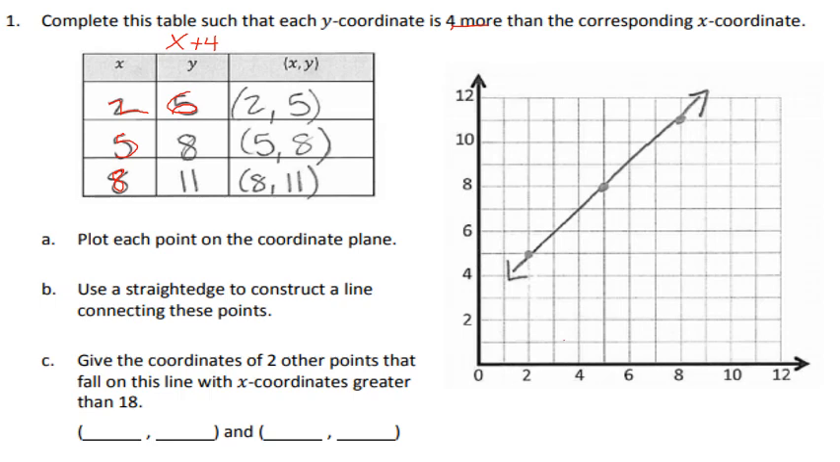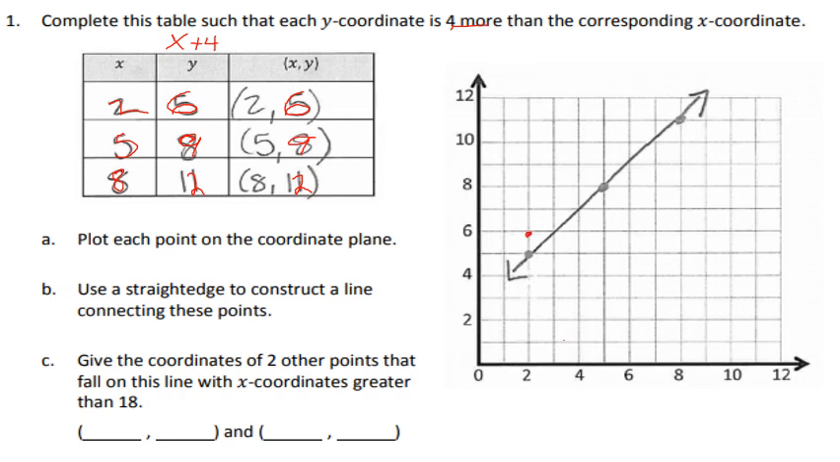So 2 plus 4 should have gave them 6 here, making this 2, 6. And on the next one, 4 plus 5 should have gave them 9 here. So it would have been 5, 9. And 8 plus 4 should have gave them 12. So it would have been 8, 12. So let's go ahead and plot these coordinates now.